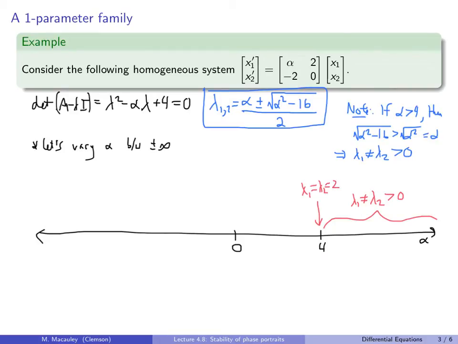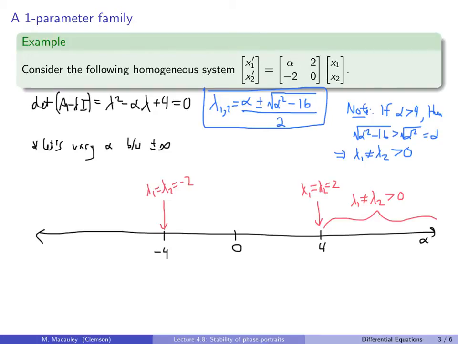And notice we get almost the same thing if alpha is negative 4. If we have negative 4, then we have a repeated root as well, negative 4 squared minus 16. But now lambda is negative 4 plus or minus 0 over 2. So in this case we have lambda 1 equals lambda 2 equals negative 2.